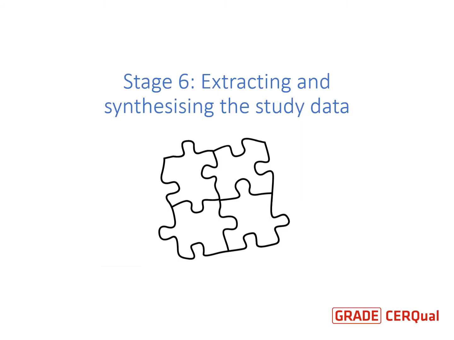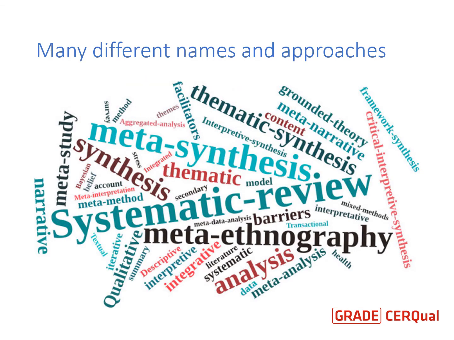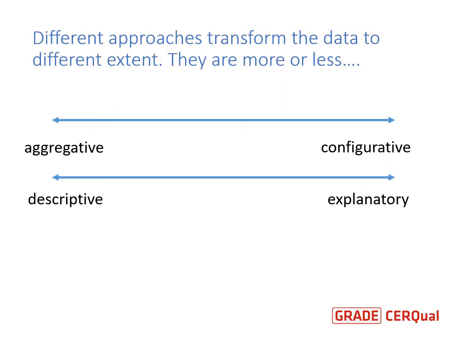In stage 6, you extract and synthesize the study data. Now, when it comes to synthesizing studies of qualitative research, there are a lot of different names and approaches described in the literature. It may be helpful to distinguish between approaches that are more or less aggregative and descriptive and approaches that are more configurative and explanatory.